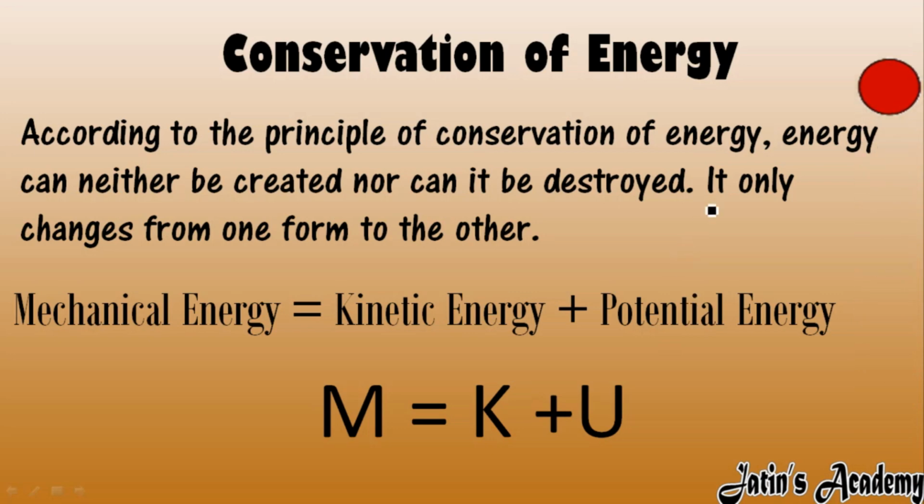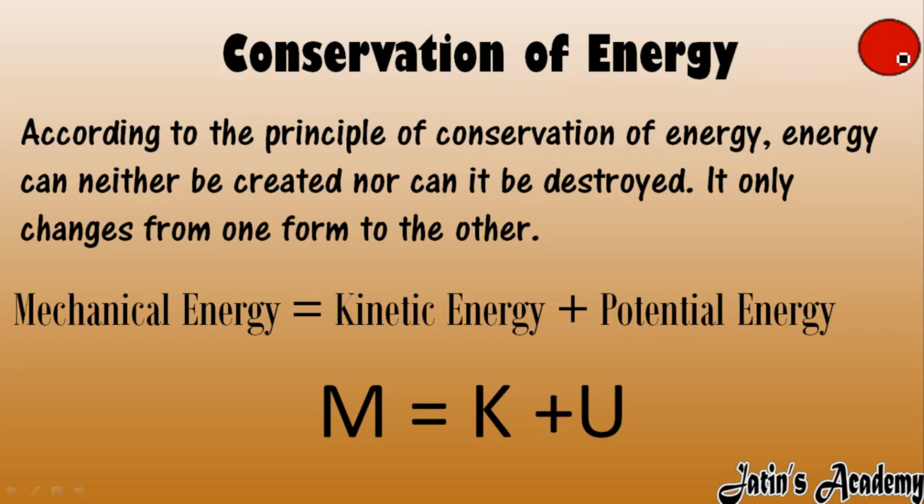For example, this ball is now having potential energy. Now it is moving downward, it changes to kinetic energy. Again it bounces back and moves upward. This kinetic energy of bouncing back again changes into potential energy. But the sum of kinetic energy and potential energy remains the same, that is the mechanical energy. So this is called conservation of energy.